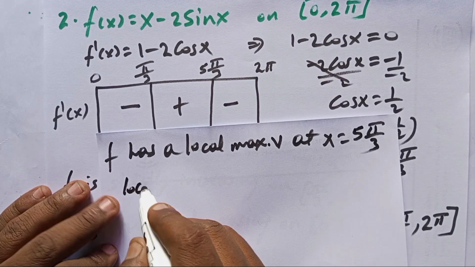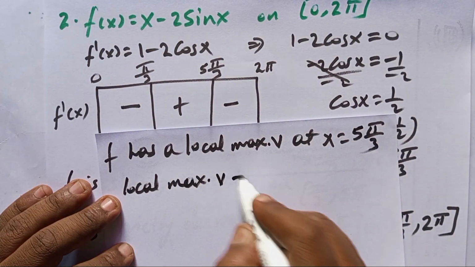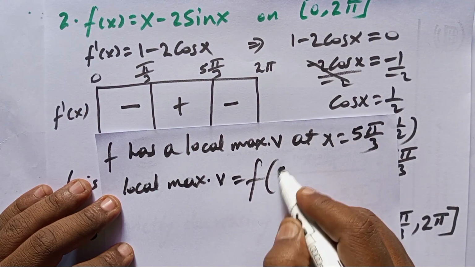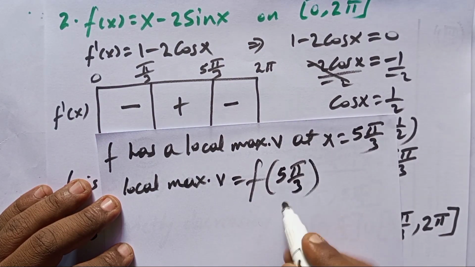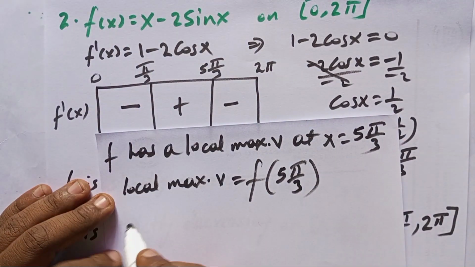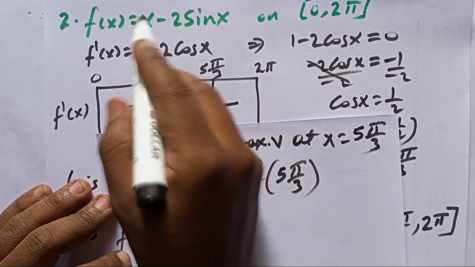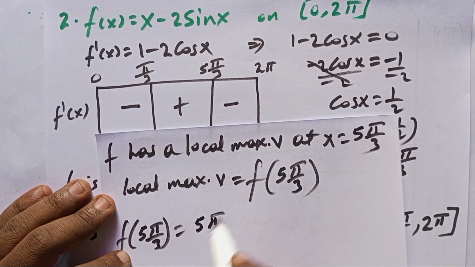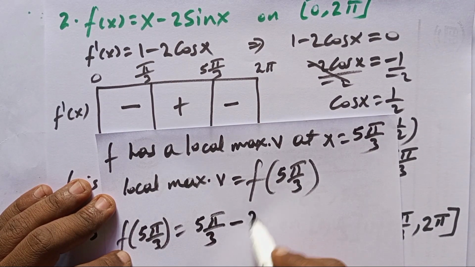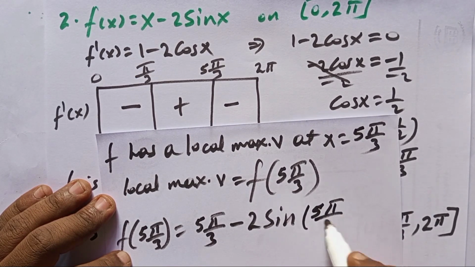So this is the local maximum value. It's equal to f of 5 pi over 3. Substitute this 5 pi over 3 in this function. Okay, that's f of 5 pi over 3 equal to, here in place of x, 5 pi over 3 minus 2 times sine 5 pi over 3.